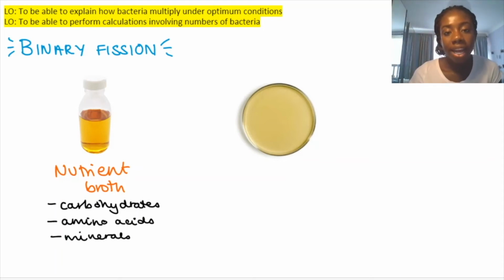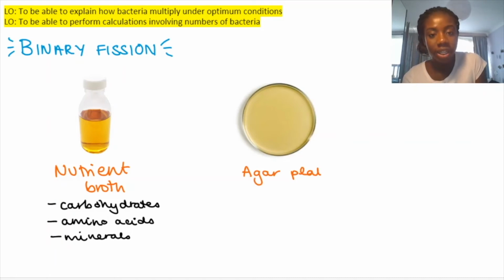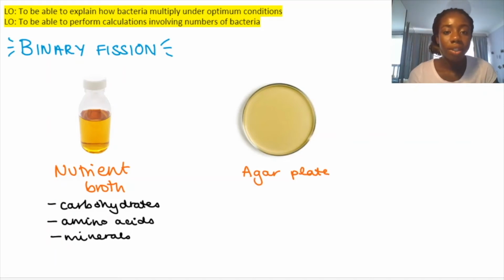Then more commonly, when we're trying to see the growth of bacteria visually, or we're trying to measure the effect of an antibiotic, for example, we use something called an agar plate. And this is essentially a clear, flat-bottomed plate, which also comes with a lid. And within that, we have agar jelly, which is a jelly-like substance which allows bacteria and other microorganisms to grow on it.